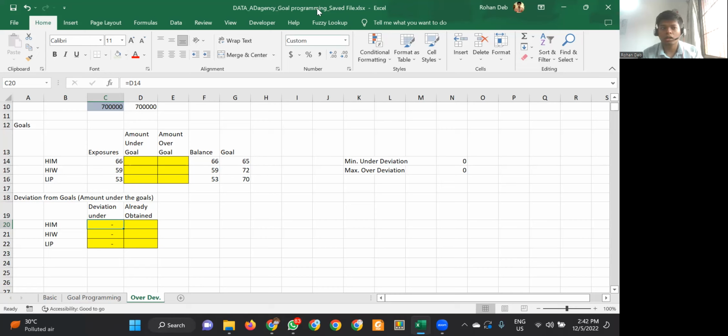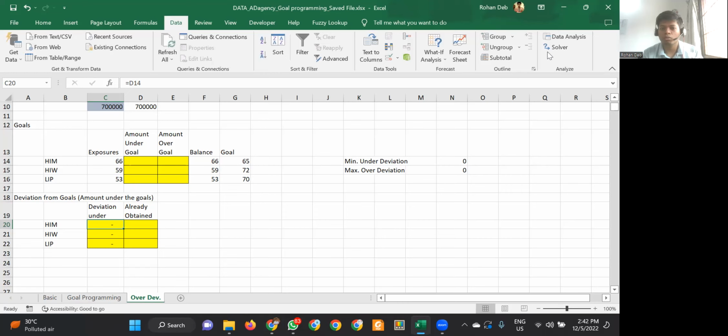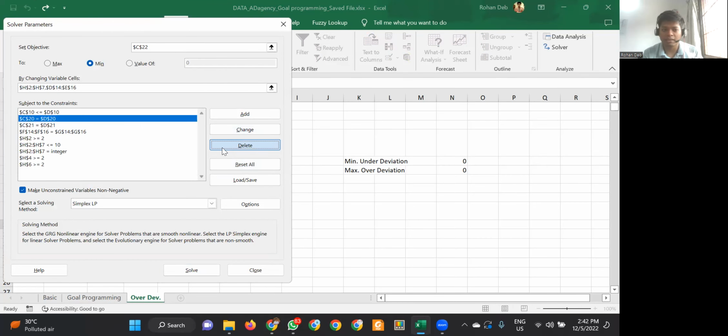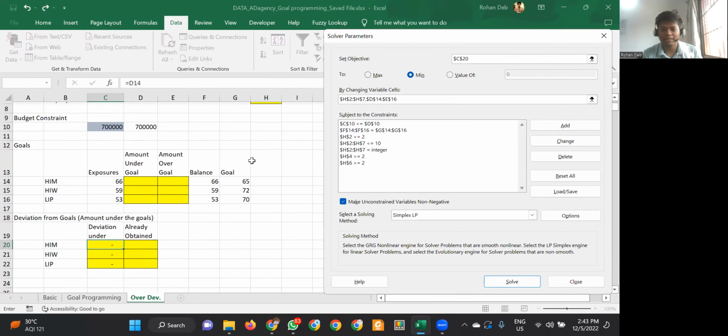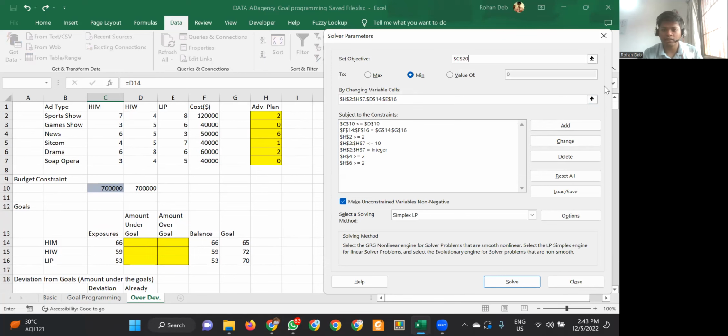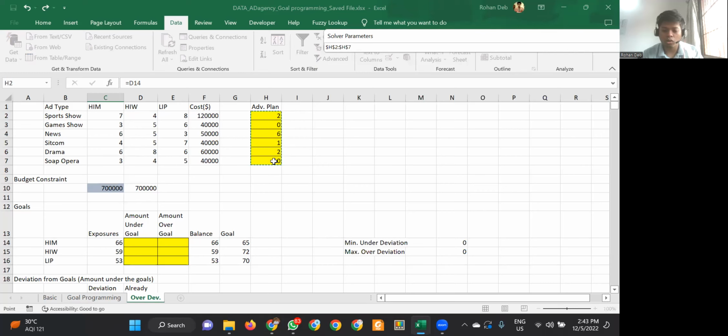Okay. So let's go to Data, Solver. Most other equations remain the same. I'll just remove these two lines. My first set objective would be to minimize C20. So set objective C20, minimize. Minimize C20 by changing which cells? By changing H2 to H7. So by changing these 6 cells, these are the values that I want Solver to change.